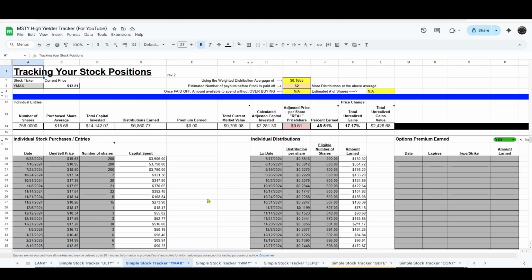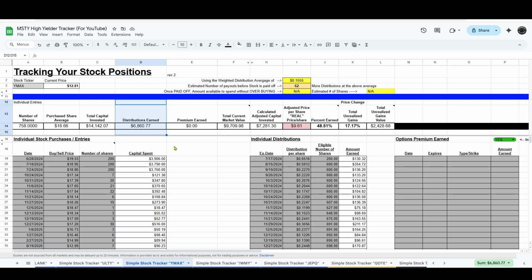And here we are on YMAX. And you can see YMAX with the current price of $12.81. My purchase price per share is $18.66. And if that's the only price I saw, I would not be too happy with my position in YMAX, simply because the current price being $12.81, it looks like I am down quite a bit, but I am earning distributions. So, and I am capturing those distributions, right?